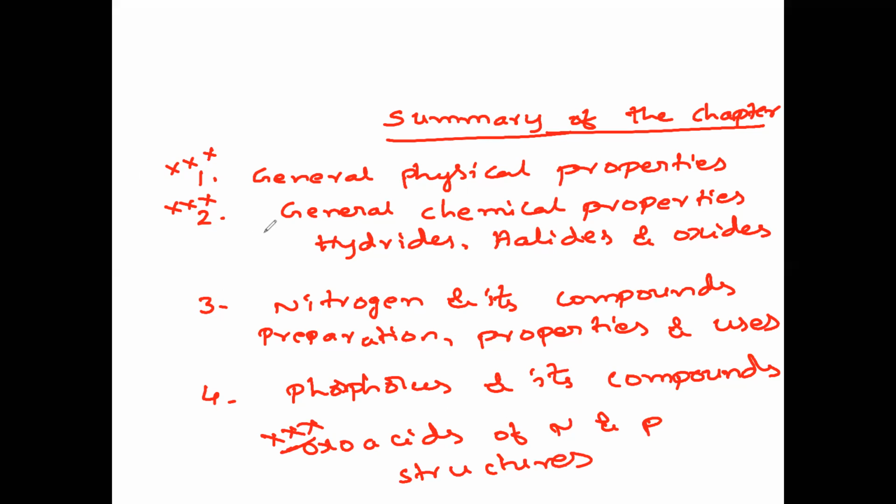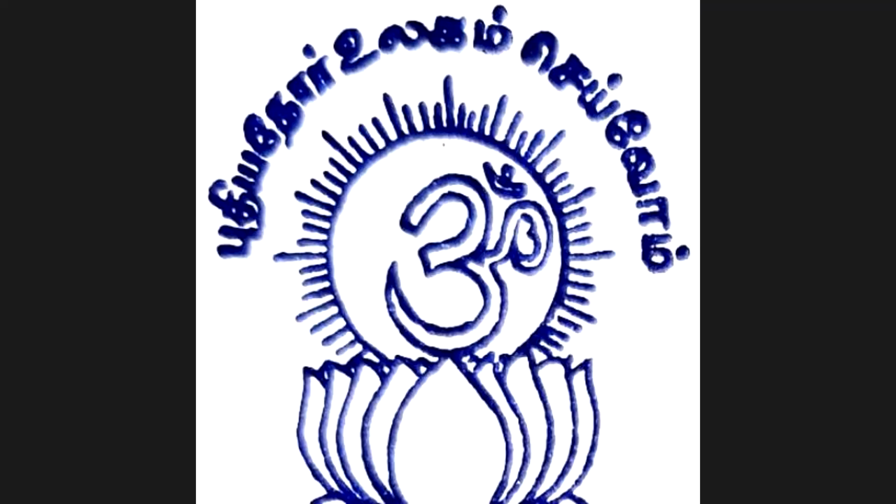So prepare well for all the questions. This is just like reading only, because it is only memorizing, less logic. So if you read the chapter thoroughly 2 or 3 times, definitely you can answer many questions. I hope it is clear. So we have completed 15 group elements. Now next we will do 16 group elements.